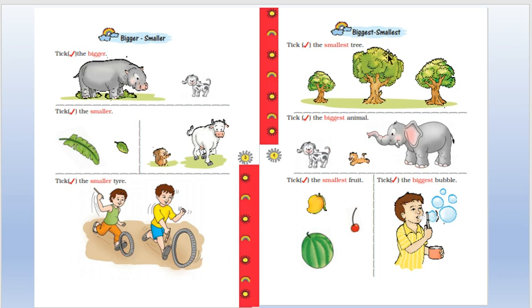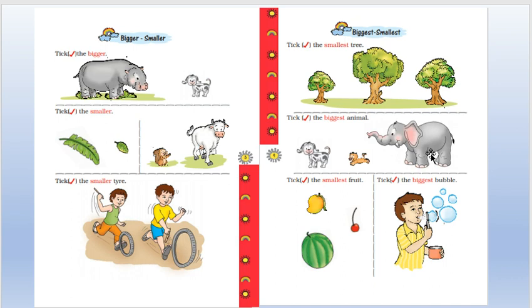Now the biggest thing. Biggest means it is a superlative degree. It means here you are comparing more than two things. Generally we take 3, 4, 5 things, but here only 3 things have been taken. So like this, in these 3 trees, which is the smallest one? This is the smallest one. And in these 3 animals, which is the biggest one?